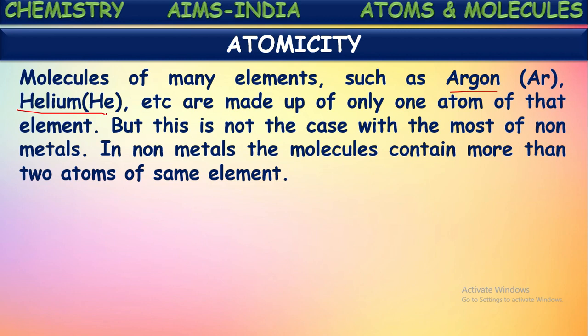And along with these noble gases, metallic elements also, like iron, potassium, copper, silver, gold, these all come under metallic elements. So these elements are made up of only one atom of that element, which means they exist in the atomic form. Single atoms exist together to form this matter. But this is not the case with most of the non-metals. So these noble elements and metals mostly exist in the form of atoms, but non-metals do not exist like this.